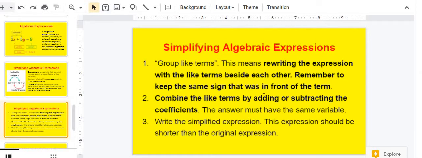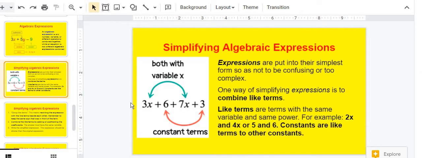This is how you combine like terms. We're either going to add or subtract their coefficients. Keep in mind that we're only going to add or subtract the coefficients, but we do not do anything to the variable. So the answer must have the same variable. If your variable has a power, your answer must have the same variable and the same power. The last step is to write the simplified expression. Now this expression should be shorter than the original expression.